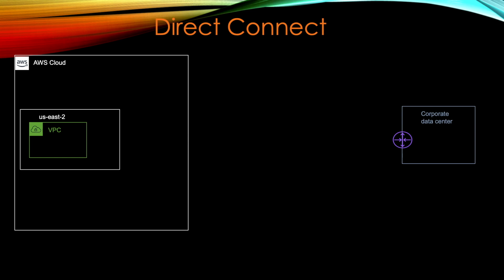One of the ways is to create a connection by using the normal internet. But the main problem with the internet is that you may face latency or throughput issues. So to solve the problem, AWS has Direct Connect, which is a dedicated line between your corporate data center and your AWS cloud.